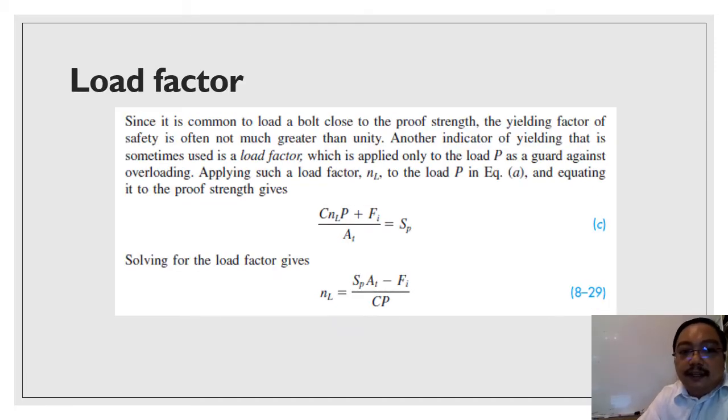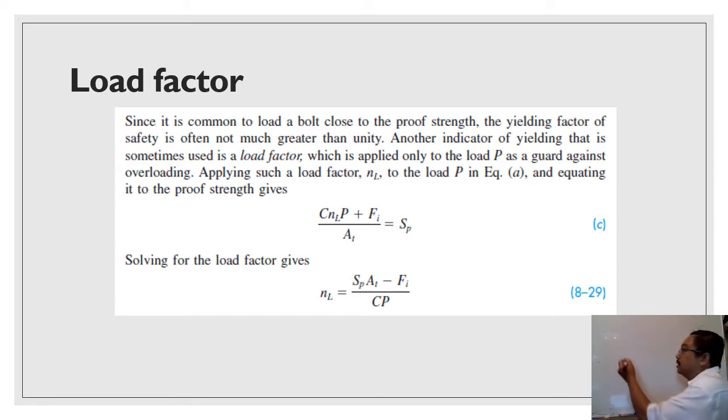Load factor. Since it is common to load a bolt close to the proof strength, the yielding factor of safety is often not much greater than unity. Another indicator of yielding that is sometimes used is a load factor, which is applied only to the load P as a guard against overloading. Applying such a load factor n_L to the load P in equation A and equating to the proof strength gives this equation. So remember, this equation is actually without an n_L. n_L is the load factor.